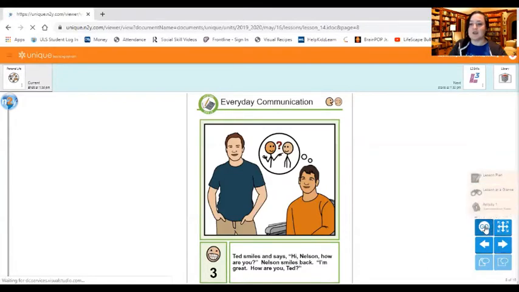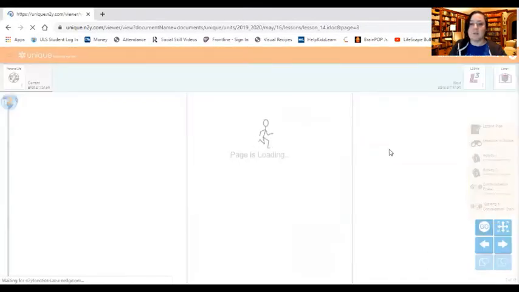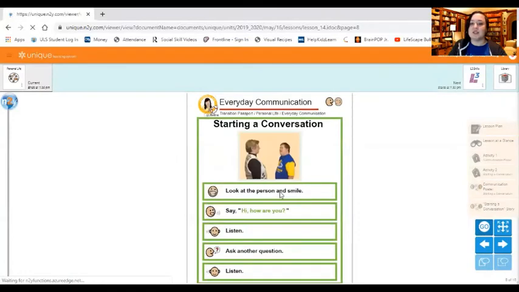Let's see, we're on page 3. Let's look back at our poster. Ted looked at Nelson and smiled, and he said, "Hi, how are you?" Yes, so Ted is following the steps of starting a conversation. Then he listened to Nelson, and Nelson asked him how he was. All right, let's go back to our story.